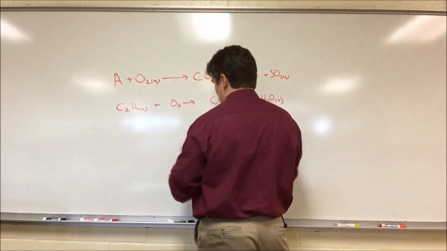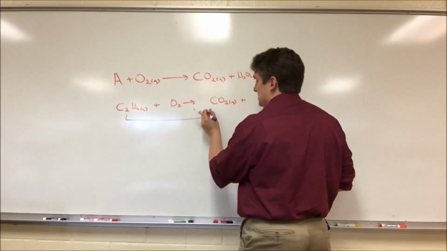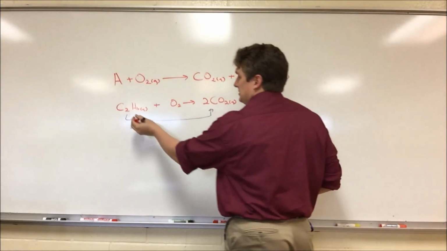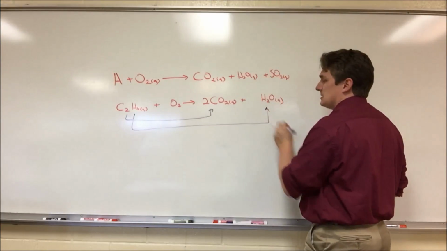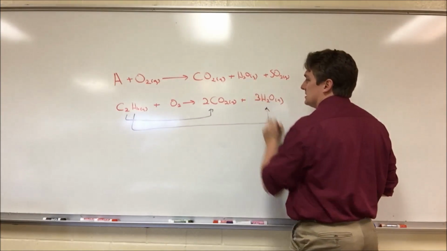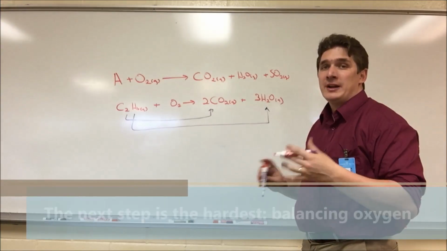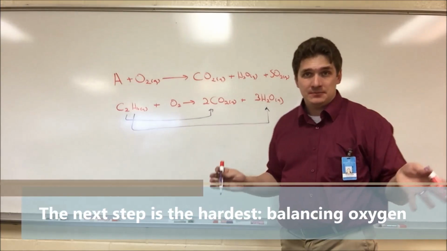So if we look at carbon, we've got 2 carbons, so we want to put a 2 here. Hydrogen, we've got 6. We need a 3 here, to get us to 6. The challenge here is the oxygen. We don't want to end up with a fractional coefficient on the oxygen, but let's solve it.